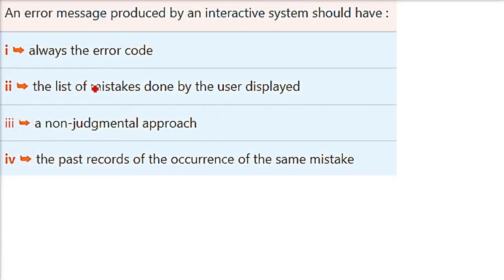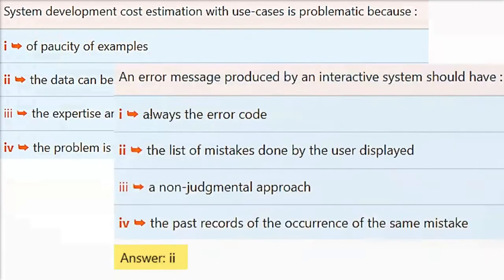An error message produced by an interactive system should have. Now if there is a system, there is a software, some error comes. As a user, what do you want? For what this error has come, what I have done, and what should I do to remove this error? Or what is the bypass for it, or other way? So the answer is the list of mistakes done by the user is displayed. The answer is 2. This is called a good error message.